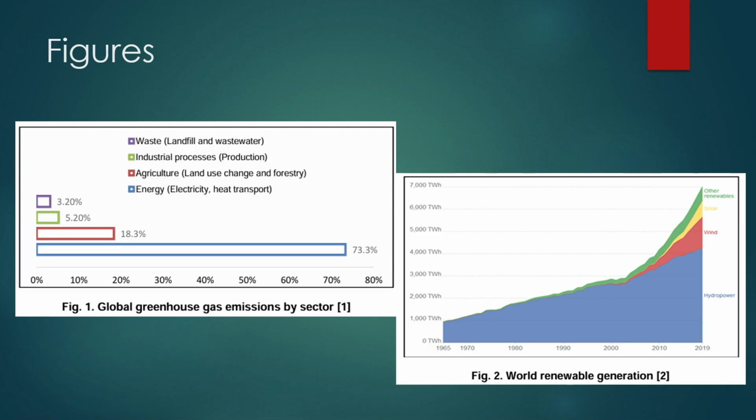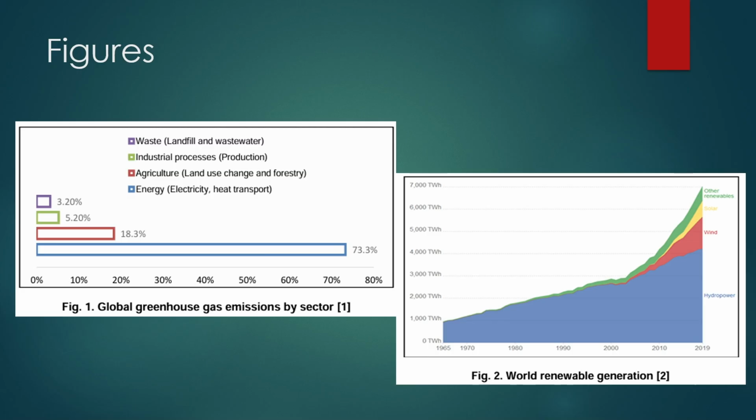Figure one is the global greenhouse gas emissions by sector. It breaks down where the most greenhouse gas emissions are coming from, and as you can see, about three-quarters is from the energy sector. The other quarter is from waste, industrial, and agricultural. So it's important to build up renewable energies to significantly reduce the greenhouse gases emitted from the energy sector.